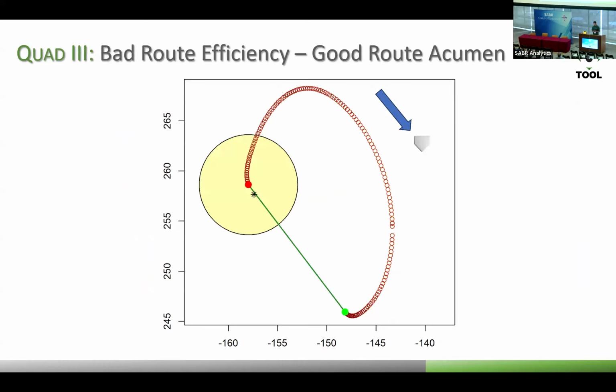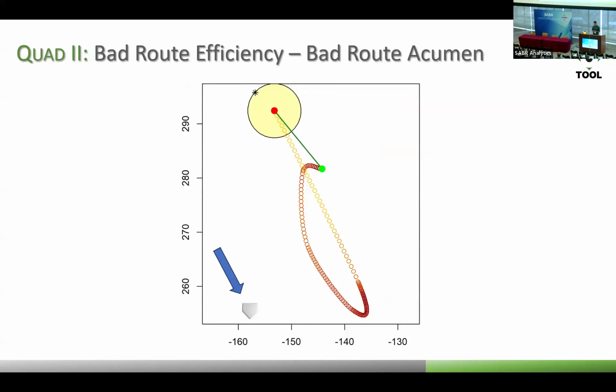Quadrant 3 is where route efficiency says this is a bad route, but our model says this is a good route. This is the one that we saw earlier in the slides, but you can see that our model thinks this is a good route because of how consistent he runs. He's positioning himself in a good position to make the catch. He's not backtracking. He's getting to the catch point early. So I think using our own discretion, we can say that this is a good route.